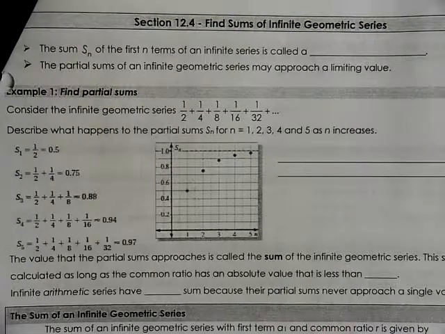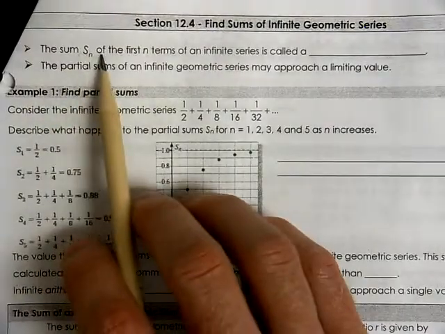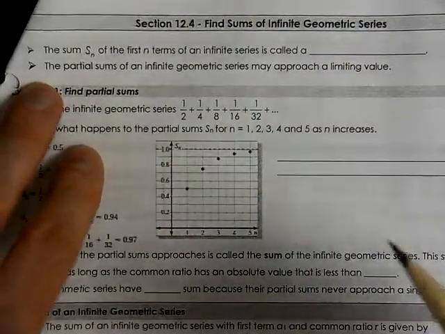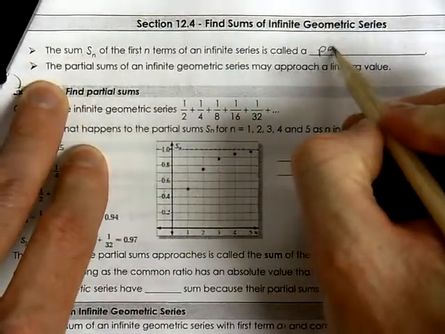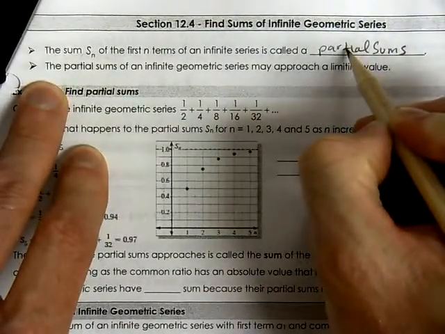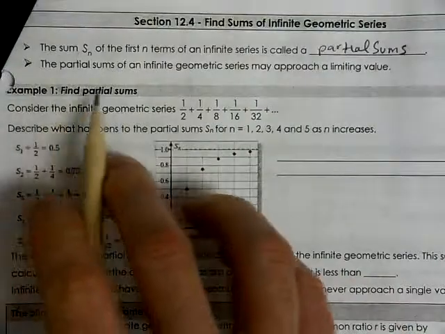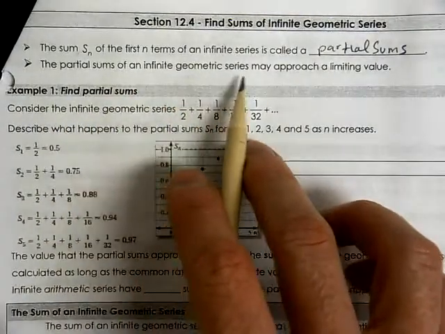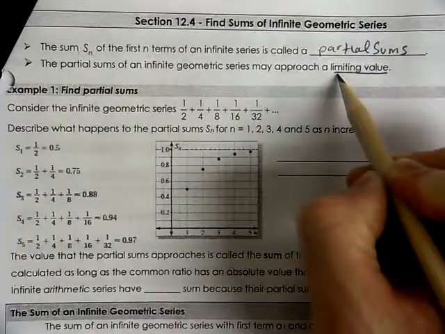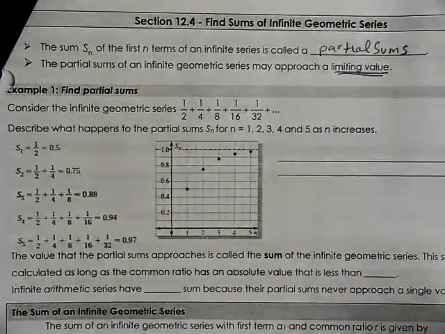This is section 12.4, finding sums for infinite geometric series. We're first going to start with the sum Sn for the first n terms of an infinite series, which is called partial sums. The partial sums of an infinite geometric series may approach a limiting value, very much like an asymptote.